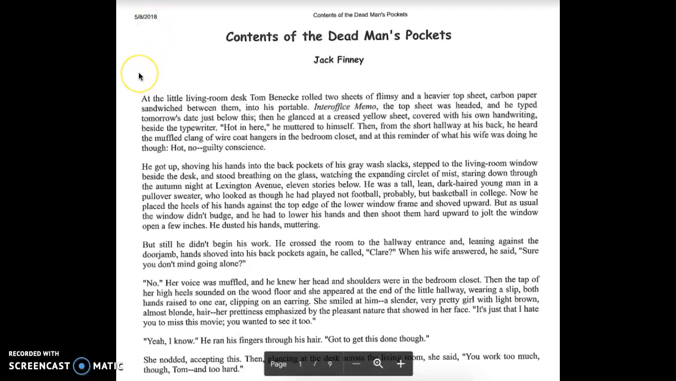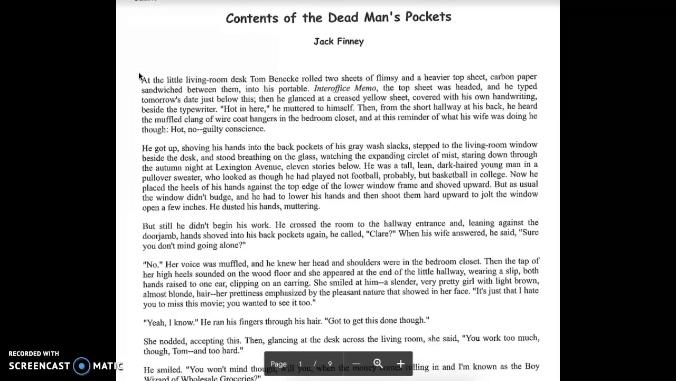At the little living room desk, Tom Beneke rolled 2 sheets of flimsy and a heavier top sheet, carbon paper sandwiched between them, into his portable. Interoffice memo. The top sheet was headed, and he typed tomorrow's date just below this. Then he glanced at a creased yellow sheet covered with his own handwriting beside the typewriter.